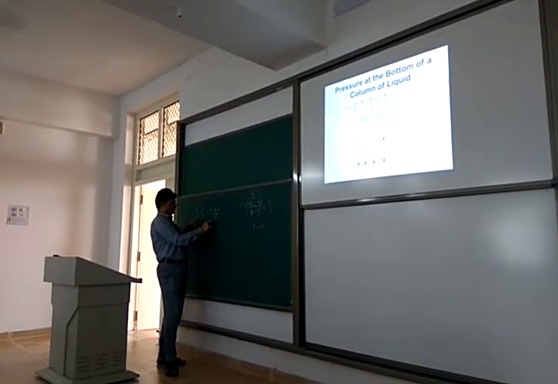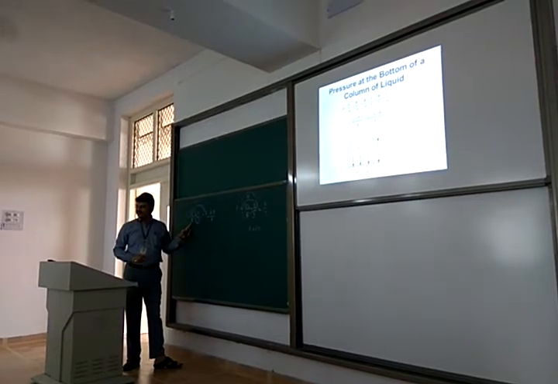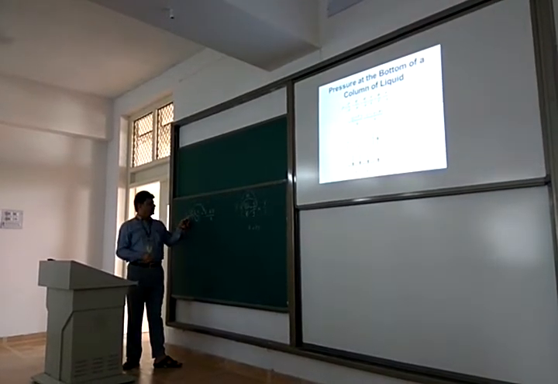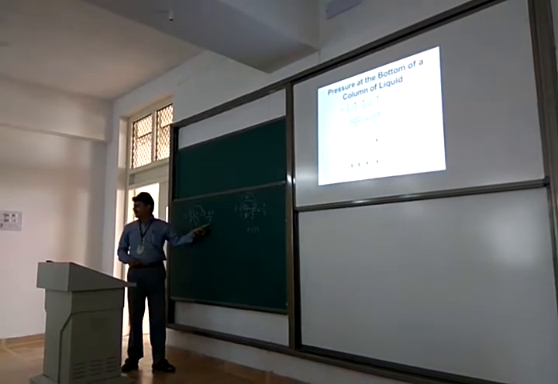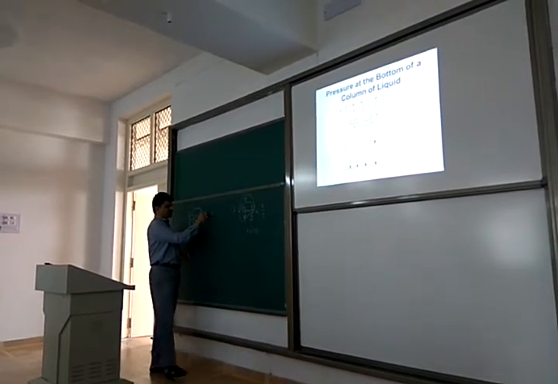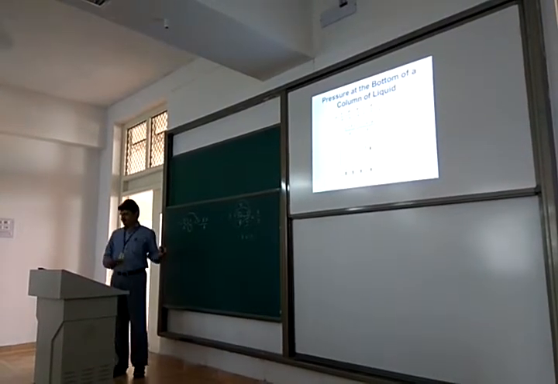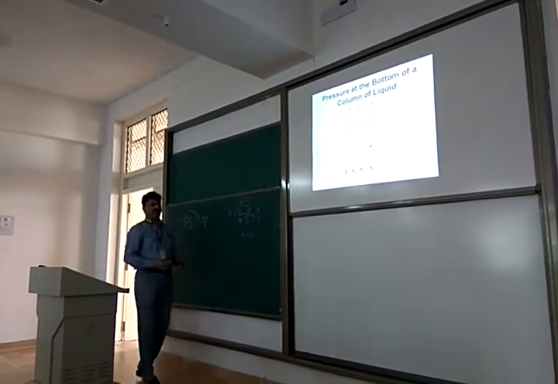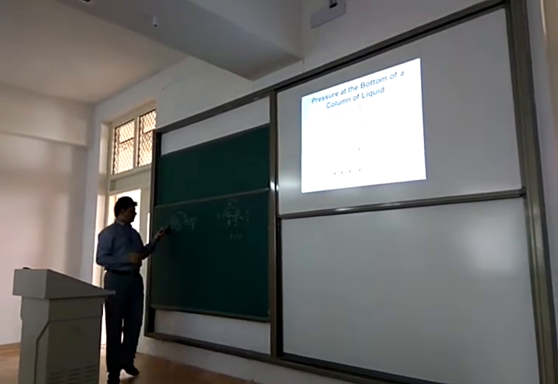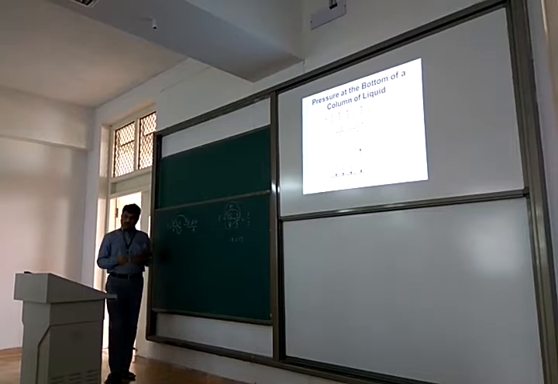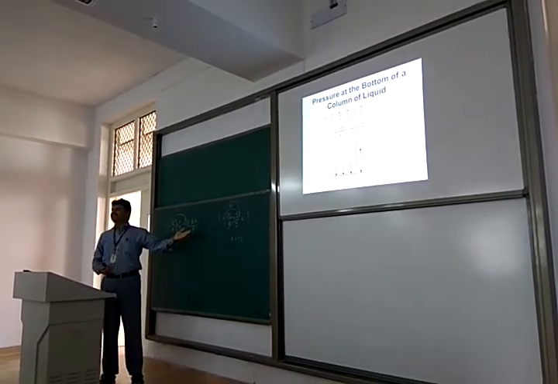Volume I am rewriting as A into H. This A and this A cancel. What remains is gamma into H. For most practical applications, this is constant, so it is quite possible to address pressure in terms of the head of the liquid.